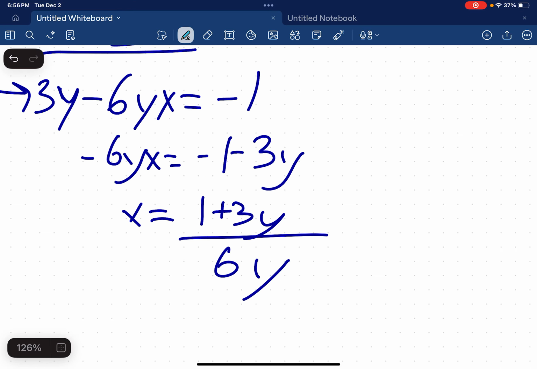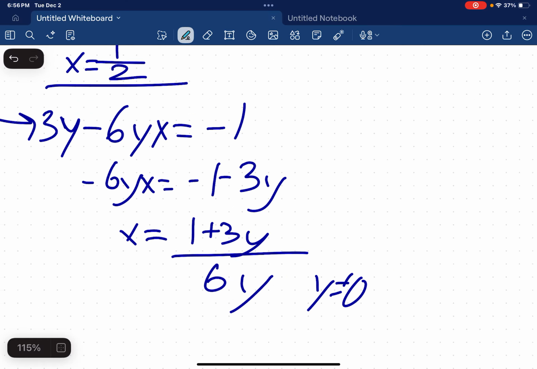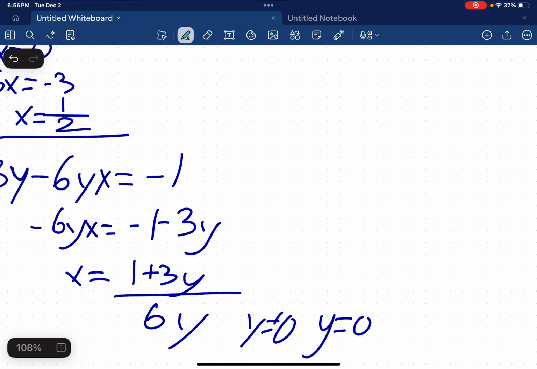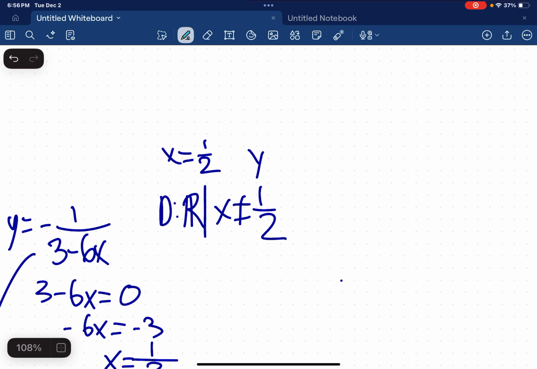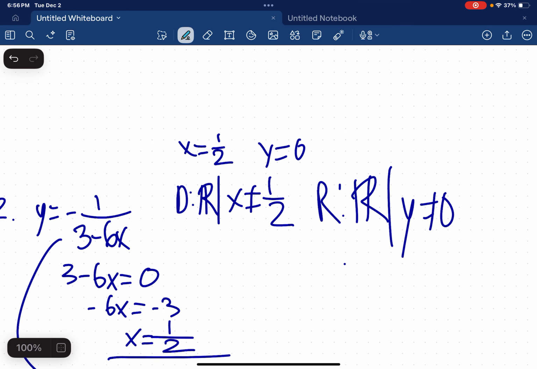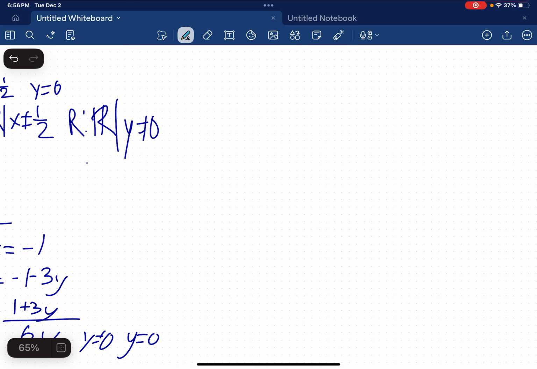And then once again, our denominator cannot equal 0, so that means y cannot equal 0. And that also means our asymptote is going to be at y equals 0 once again. So we can come up here, write y equals 0. And for our range, y is equal to all real numbers such that y does not equal 0. Okay, on to number 3.